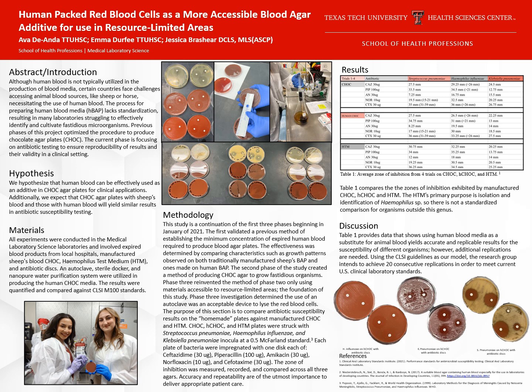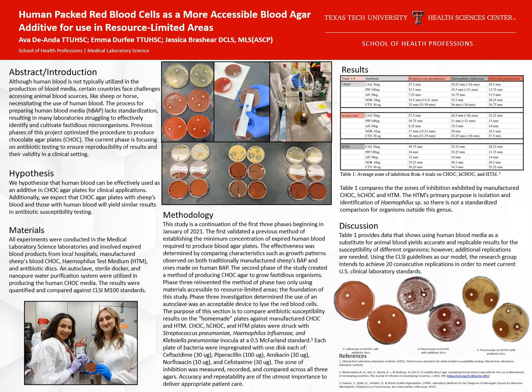Hello everyone, my name is Emma Durfee and I'm here with Ava Deanda, and today we'll be presenting our research on the use of human blood as an additive in chocolate agar plates, particularly focusing on its effectiveness for antibiotic susceptibility testing in clinical settings.